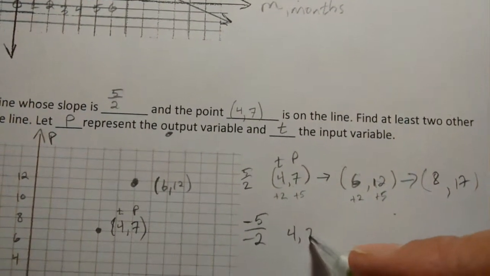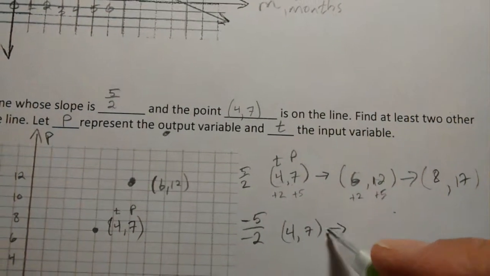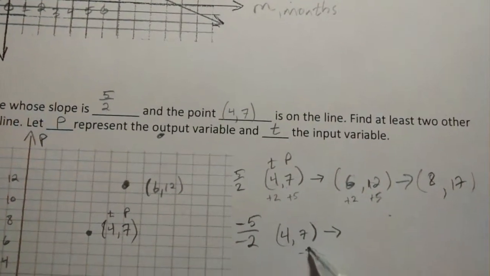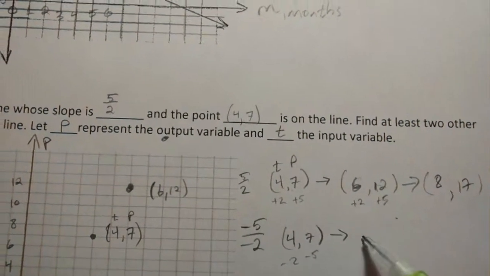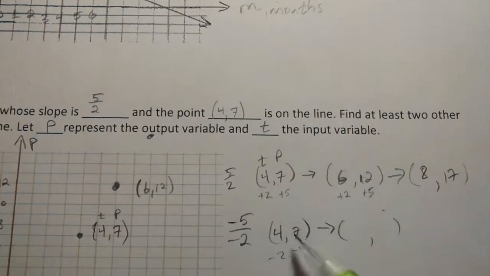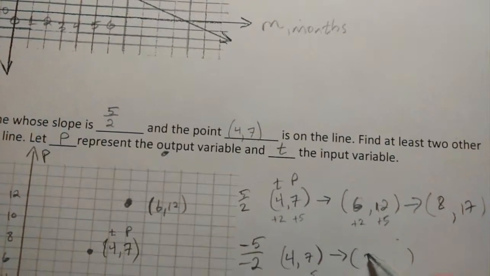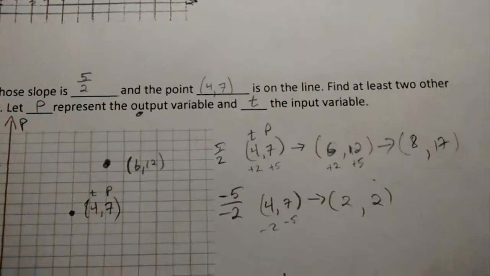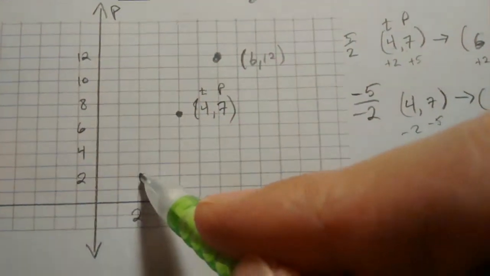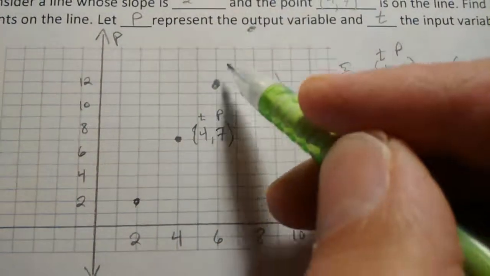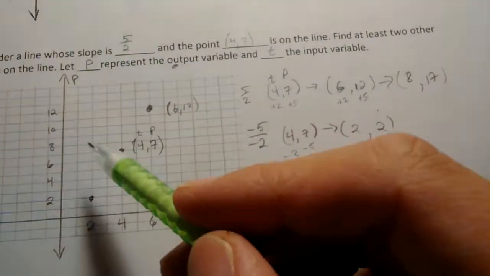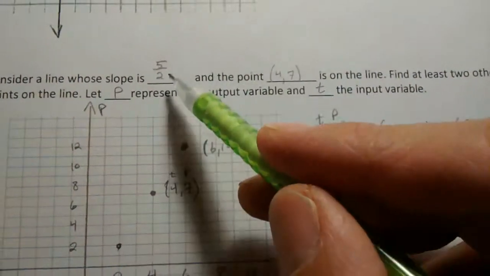So if I start with the original point, I could go the other way. In other words, this guy decreased by 5 as this guy decreases by 2 would give me another point on my line. So subtract 2 from the first, subtract 5 from the second, and that would give me (2, 2). So (2, 2) is right here. Notice those guys are in a straight line. So we can use slope to our advantage to find points given our initial point and the slope value.